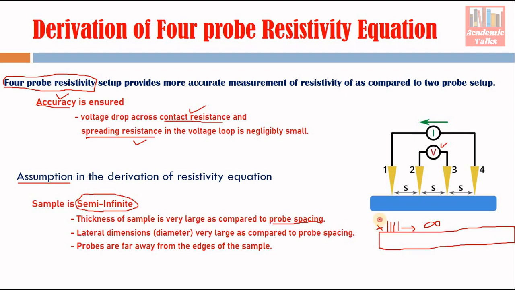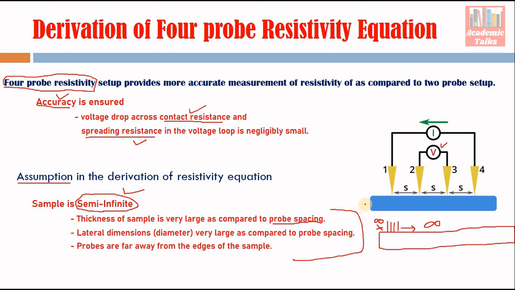So whether this assumption is met or not also depends on the placement of the probes. They should be placed in such a way that if we go in the x direction, negative x direction, y direction, or negative y direction, the distance to the edge is very large. So if all these three conditions are satisfied, then we can say that our sample is semi-infinite, and then we can derive that mathematical equation for the resistivity.